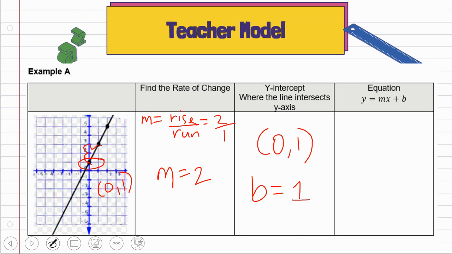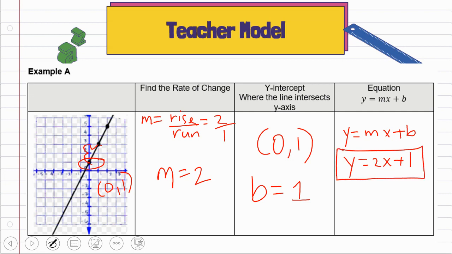Now, let's go ahead and plug this into an equation. y = mx + b is the equation. My m, or my slope, is 2. My b is 1. So my equation is y = 2x + 1.